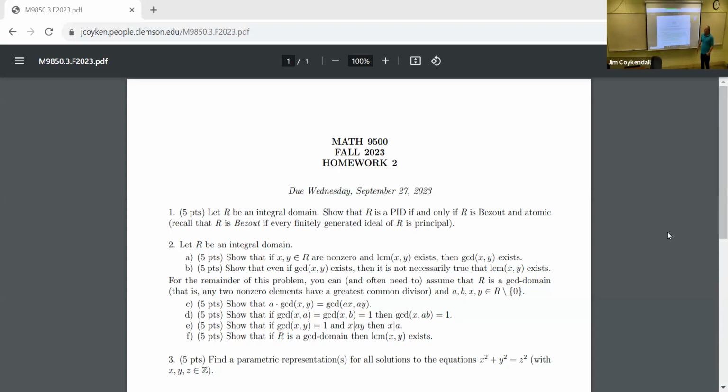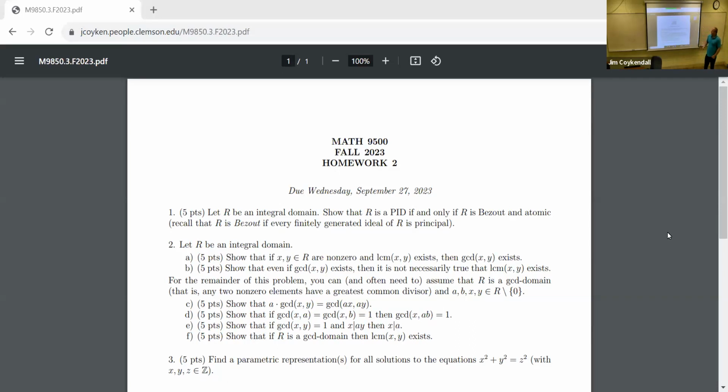Show that you have a principal ideal domain if and only if you're a Bezout atomic domain. What does Bezout mean? It means that every finitely generated ideal is principal, and atomic means that every non-zero non-unit is a product of irreducibles. So Bezout is sort of like principal ideal domain, except maybe some of the ideals aren't finitely generated. If you throw atomic into that, it forces all the ideals to be finitely generated, which is kind of cool.